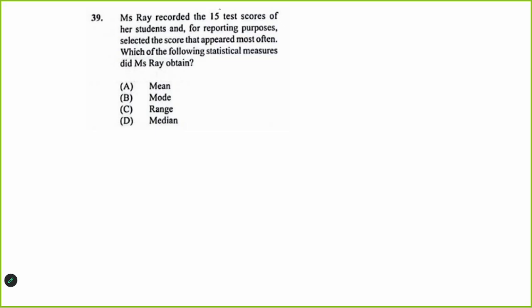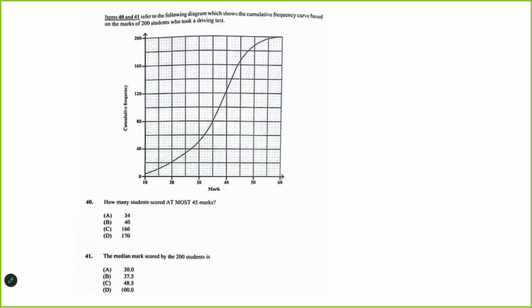Miss Ray recorded the 5 test scores of her students for reporting purposes. Selected the one that appears the most. Which of the following statistical measures did Miss Ray obtain? Most occurred, that is your mode. Mode means most popular. Range would be your highest to lowest value. Median is the one in the middle. Mean is you take the sum of values and divide it by how many items there are.